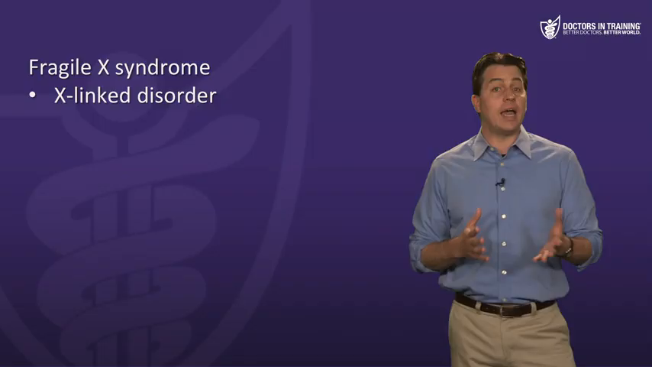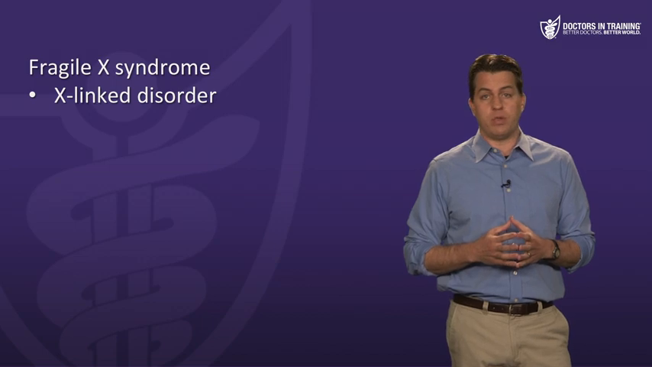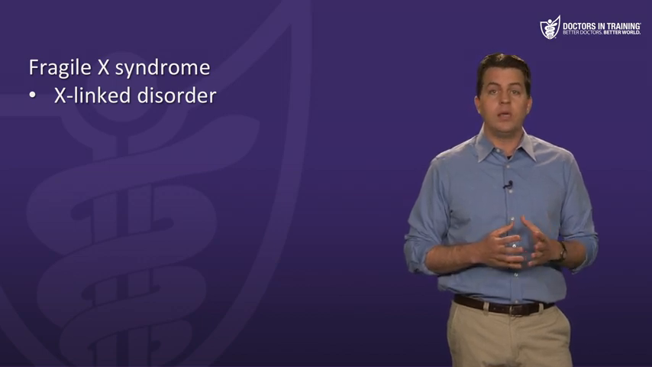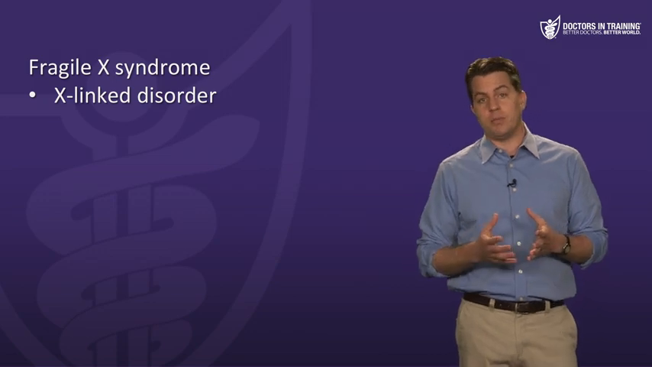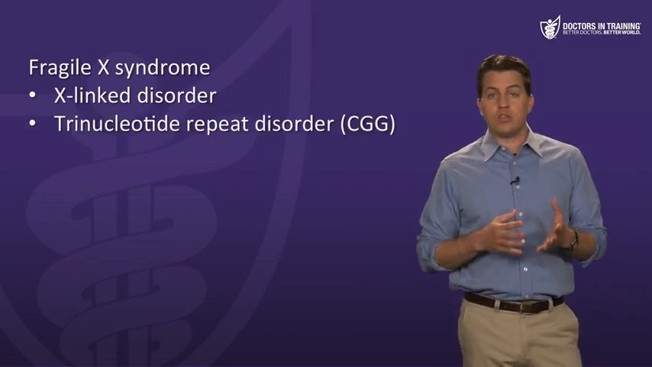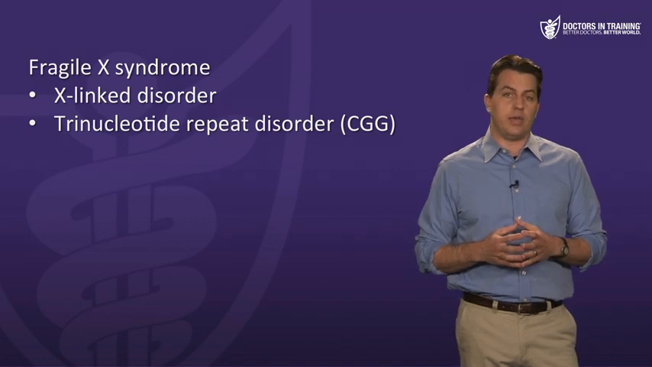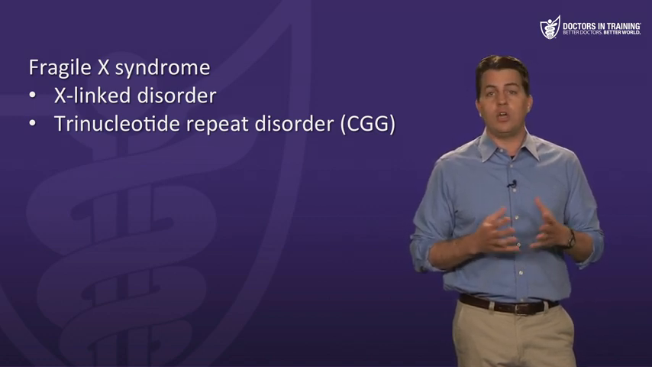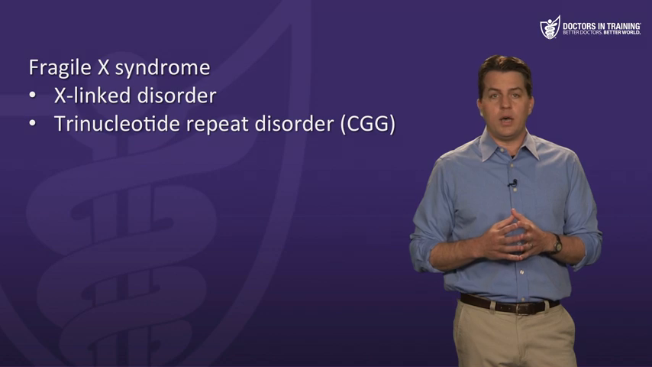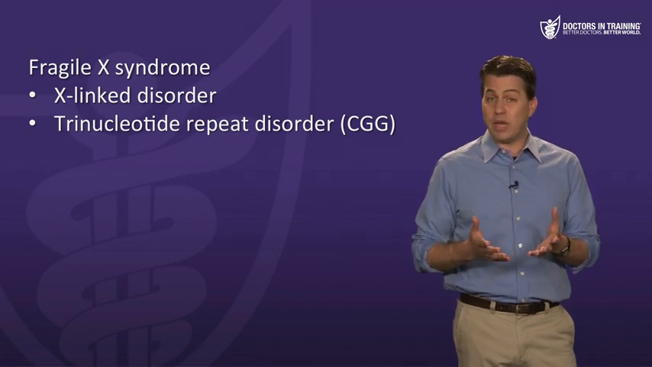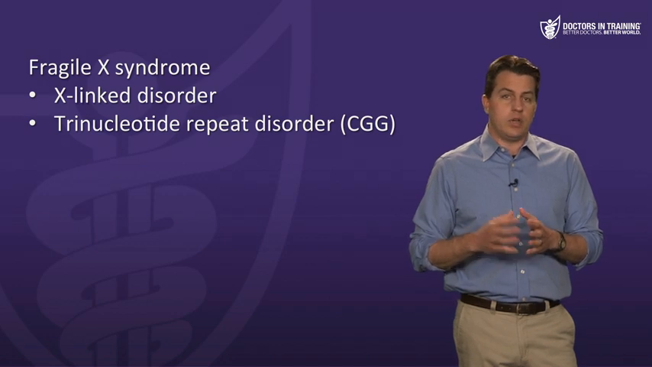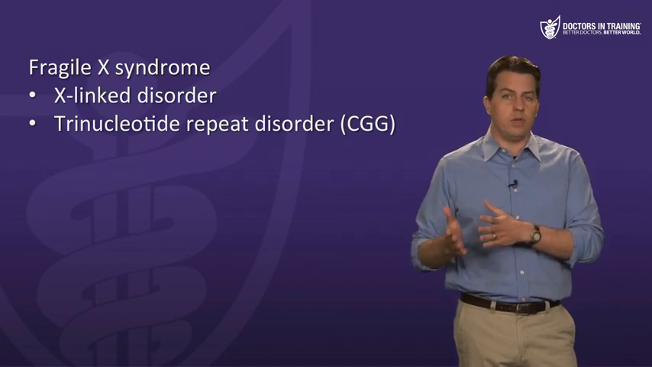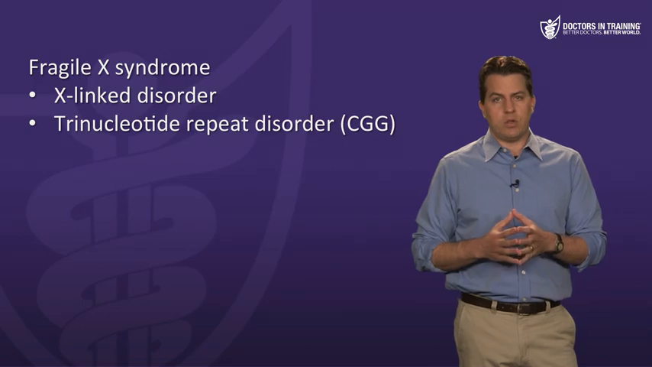All right, moving on, Fragile X syndrome. So this is an X-linked chromosomal disorder associated with intellectual disability in males. Females may be carriers, but rarely show any effects from the abnormal gene. This is a trinucleotide repeat disorder, so they have a CGG codon that repeats, and this shows anticipation in successive generations. So it's going to occur earlier and be more severe with each successive generation.